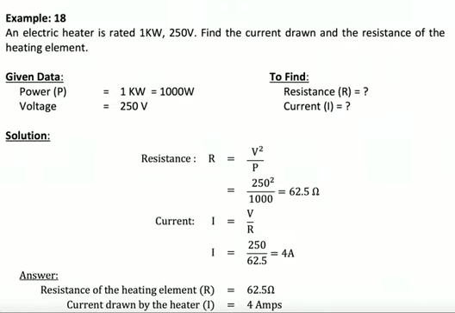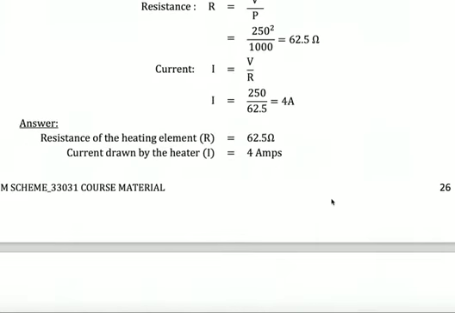Simple problem is given. Electric heater is rated 1 kilowatt, 250 volts. Find the current drawn and the resistance of the heating element. What is P? P equal to V square upon R. So R equal to V square upon P. So you got the resistance value. Current is nothing but V upon R. That's it.